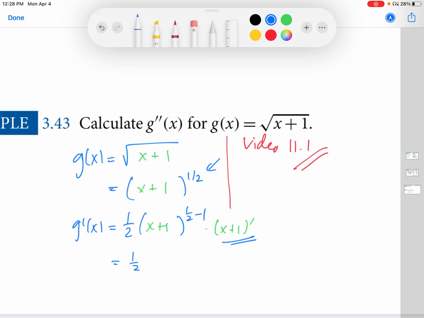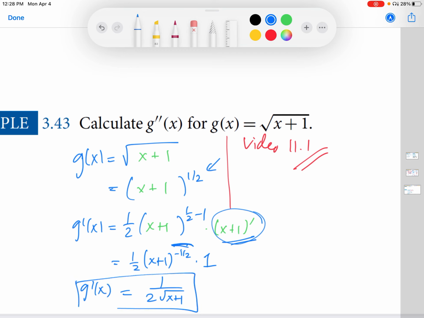We'll get back there. So 1/2 x plus 1 to the minus 1/2 times the derivative of x plus 1, linear function, slope 1, the derivative is 1. So then I can stop here, but I'll rewrite it in slightly simpler form by putting that downstairs. 1 over 2 square root of x plus 1. So that is g prime of x.